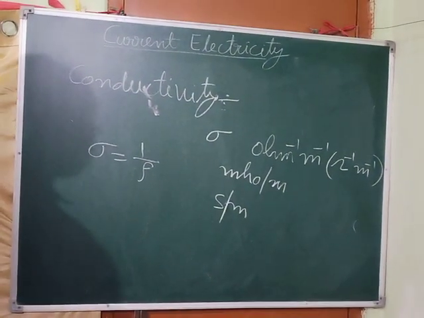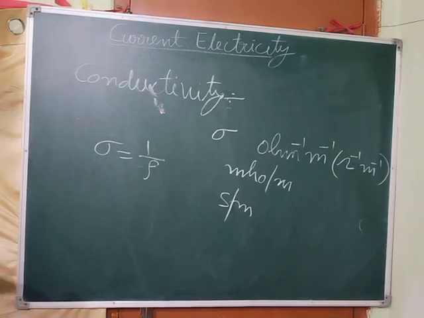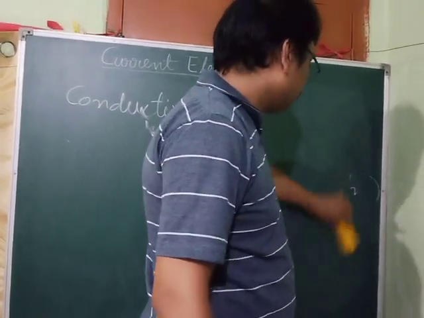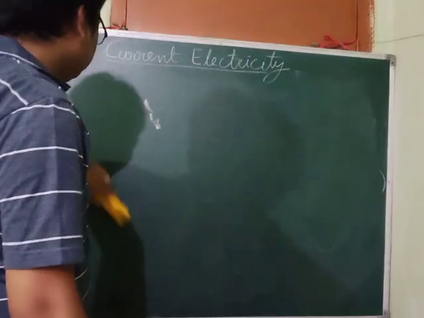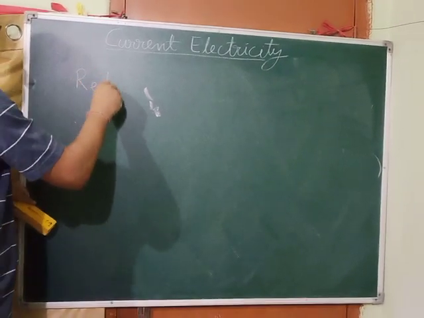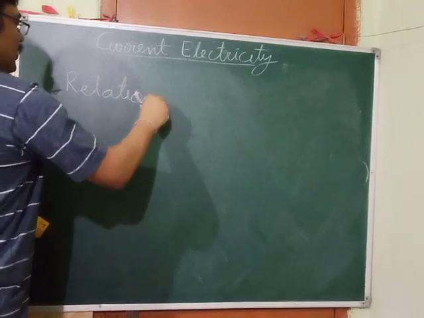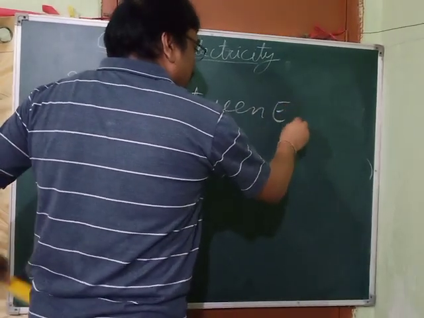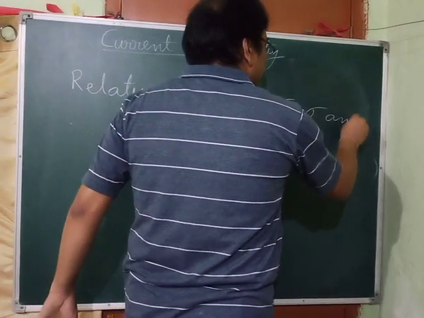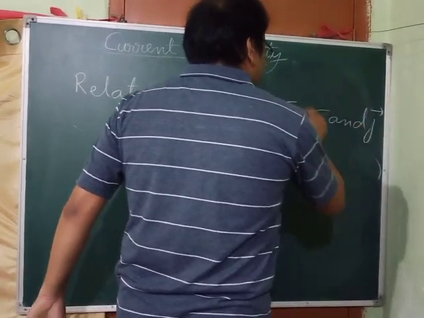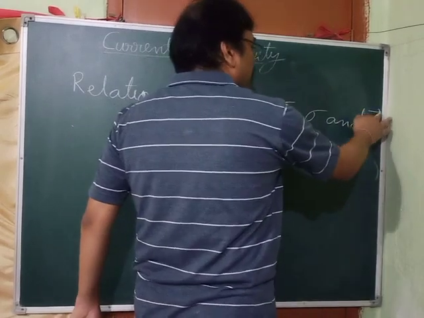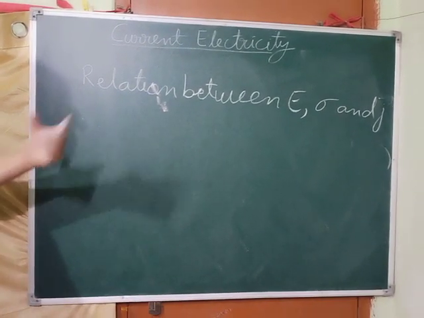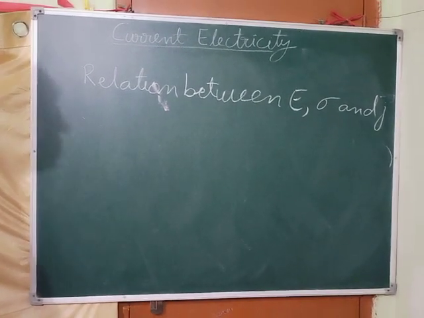Written? Okay. So now our next heading is relation between E, the electric field, sigma and J. So we are going to find the relation between E, that is electric field, sigma, that is conductivity, and J, that is current density.